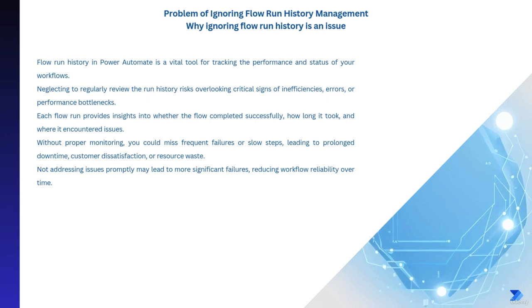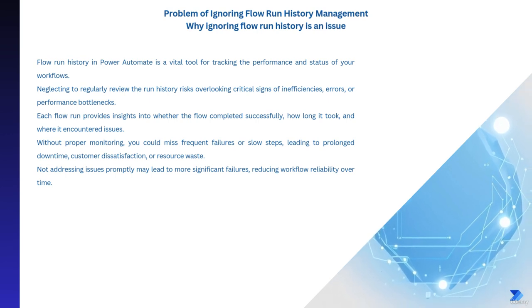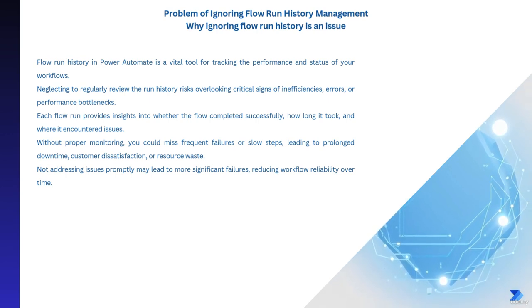Ignoring flow run history management. Why it's an issue. Flow run history in Power Automate is a vital tool for tracking the performance and status of your workflows. By neglecting to regularly review the run history, you risk overlooking critical signs of inefficiencies, errors, or performance bottlenecks. Each flow run provides key insights into whether a flow completed successfully, how long it took, and where it may have encountered issues.